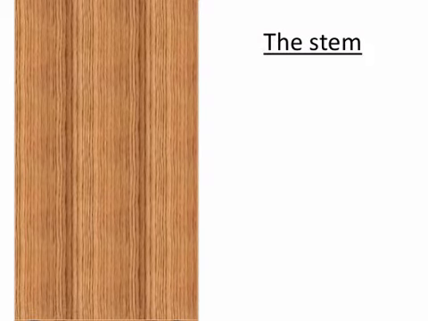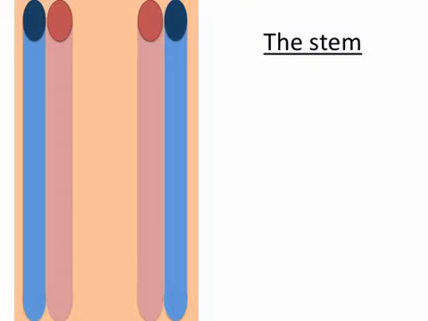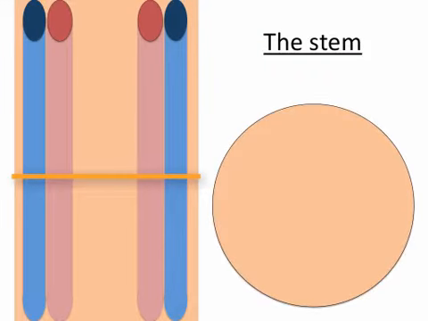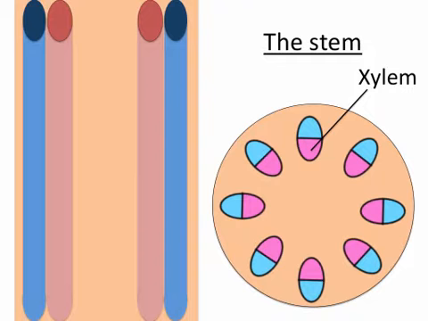Now in the stem. The arrangement in the stem is slightly different. The xylem and phloem are arranged kind of around the edge of the stem. If we take a cross section through here, it can look like this. The xylem, once again, is on the inside. The phloem is on the outside.